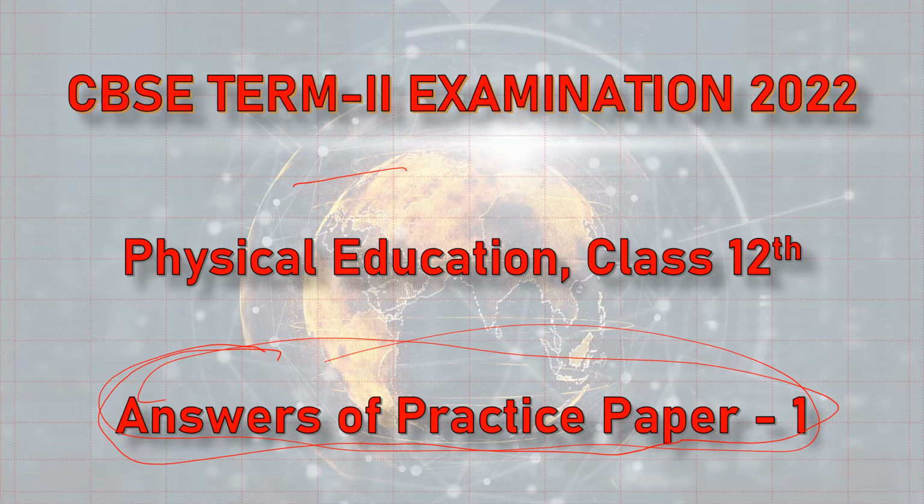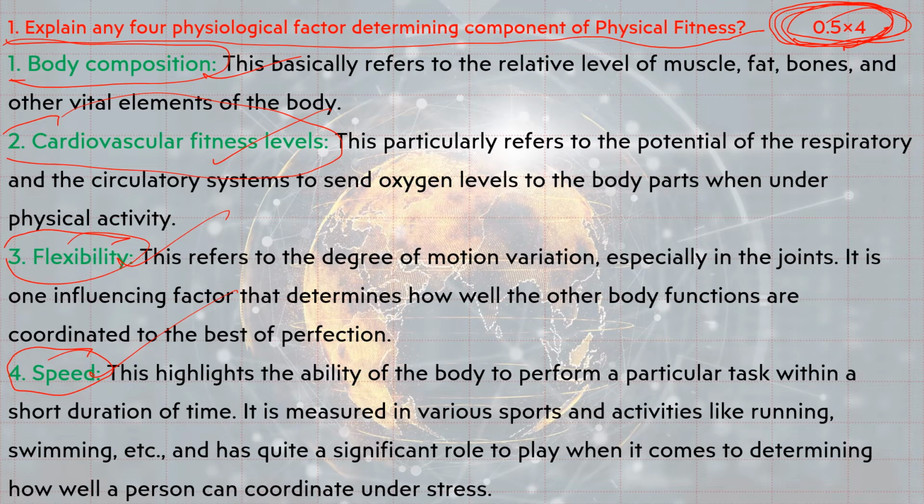Our first question was: explain any four physiological factors determining components of physical fitness. We have to give four components at 0.5 marks each. Whenever you are answering questions, remember to see the instruction properly, how many components are asked. They have clearly mentioned 0.5 behind it. It means each component is half a mark. So you have to write four for the 2 marks.